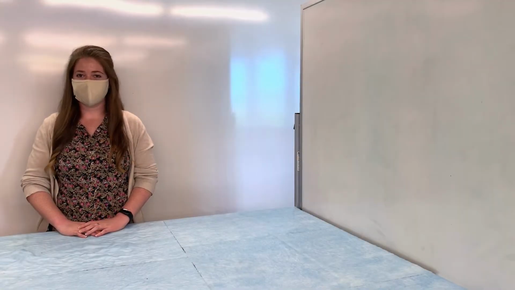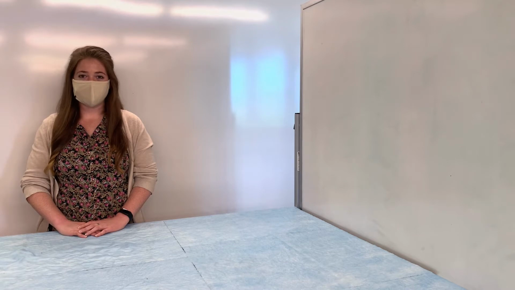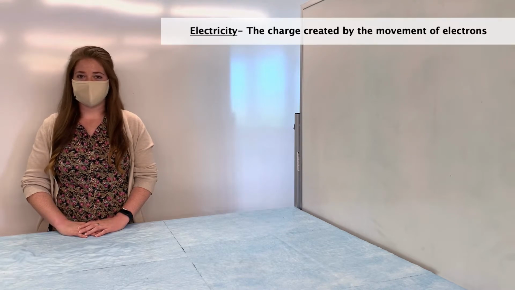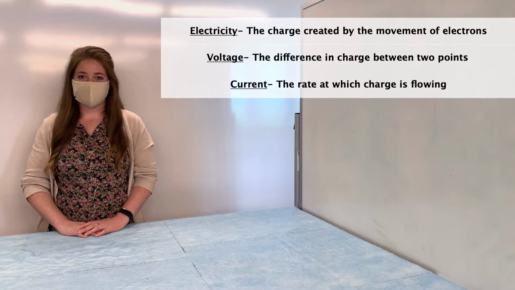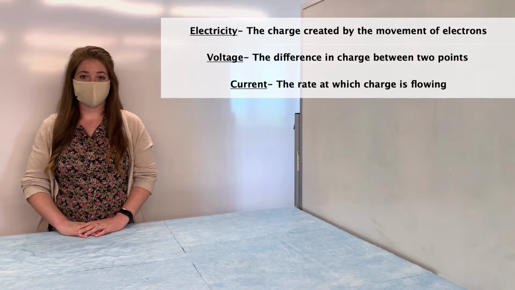In today's lab, we are going to investigate and explain the relationships between electricity, current, voltage, and resistance. Before we get started, let's go over these terms. You're probably familiar with electricity as you use it every day. However, technically, electricity is created by the movement of electrons. Voltage is the difference in charge between 2 points, while current is the rate at which the electrons or charge is flowing. Lastly, resistance refers to a material's likelihood to resist the charge or current.